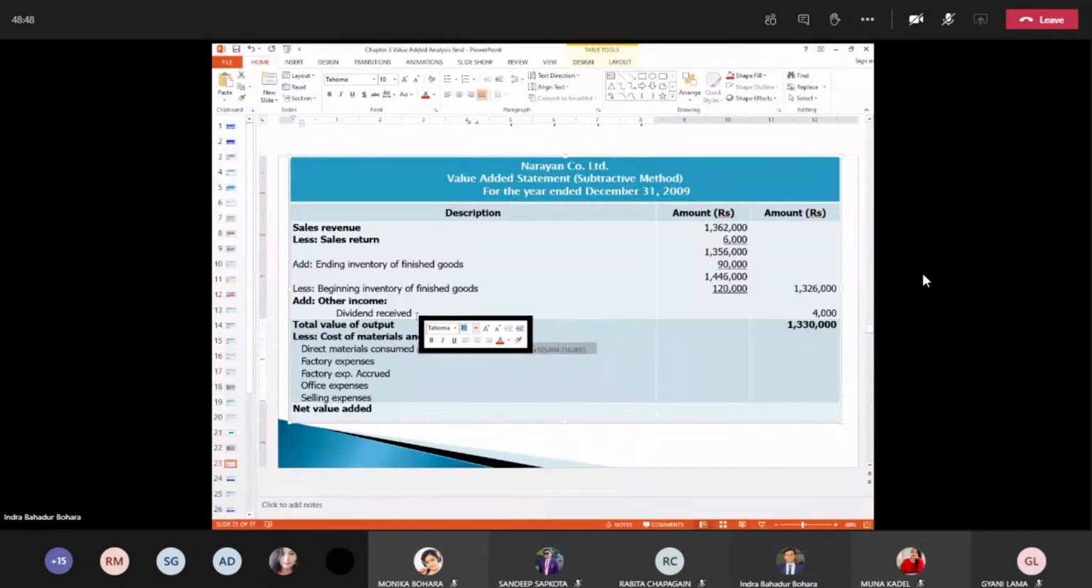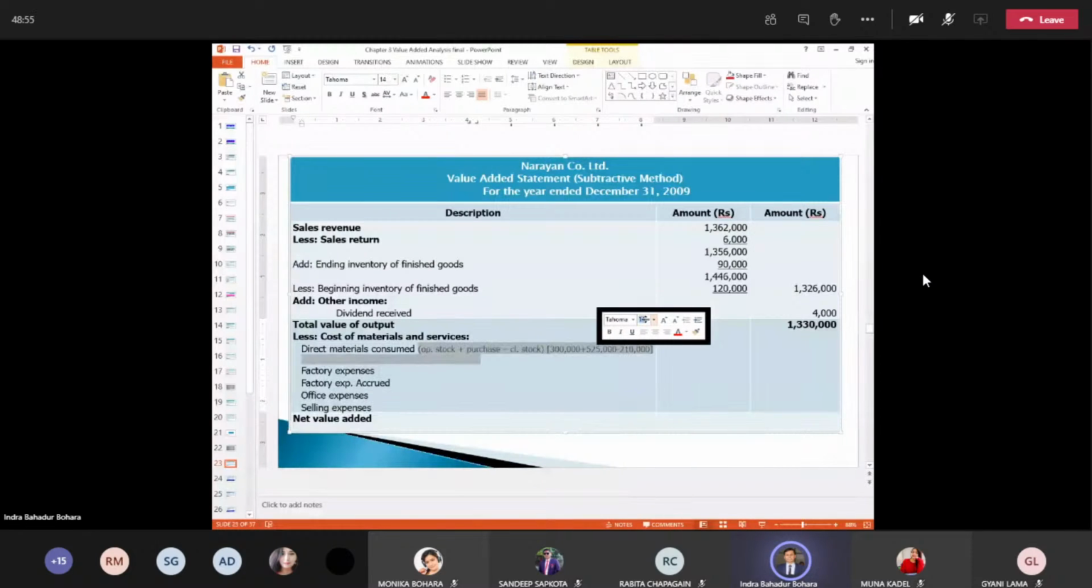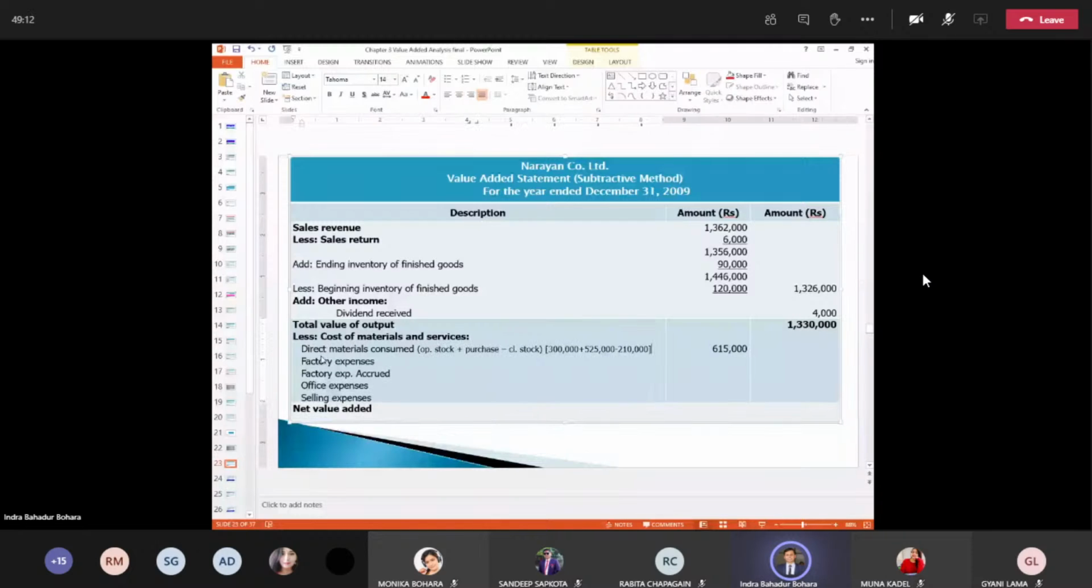6,15,000. You write down 6,15,000. Now factory expenses are given, factory expense accrued is given, office expense, selling and distribution expense are given.